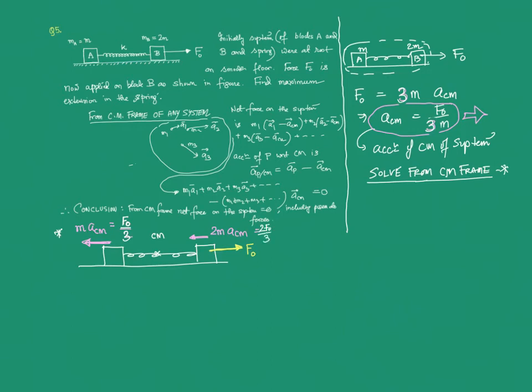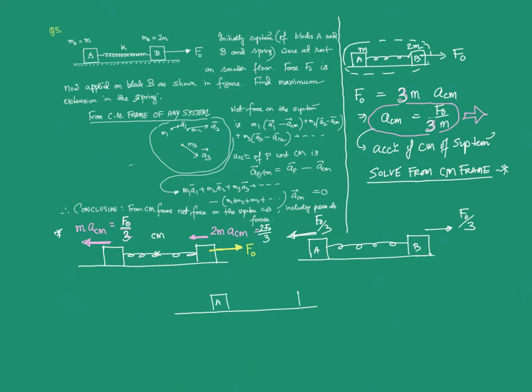So now we can actually draw the net force. If I draw like this, the net force on A towards the left is F naught by 3, and on B towards the right also it is F naught by 3, and that is from the center of mass frame. Now let us find the maximum extension in the spring, right?